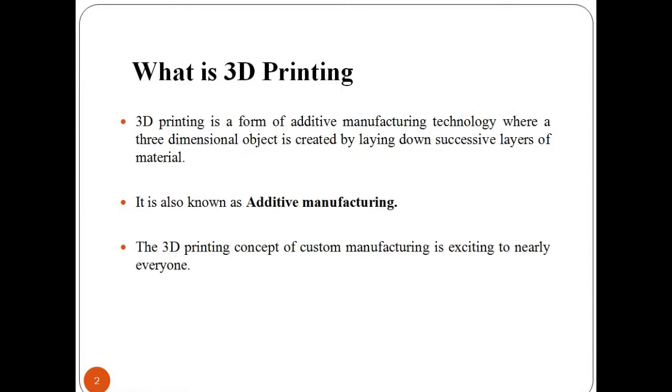Since the Industrial Revolution, manufacturing has been synonymous with factories, machine tools, production lines, and economies of scale. So it is surprising to think about manufacturing without tooling, assembly lines, or supply chains. 3D printing is a form of additive manufacturing technology where a three-dimensional object is created by laying down successive layers of a material.